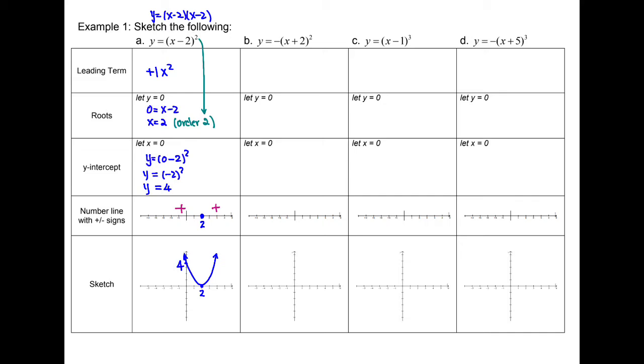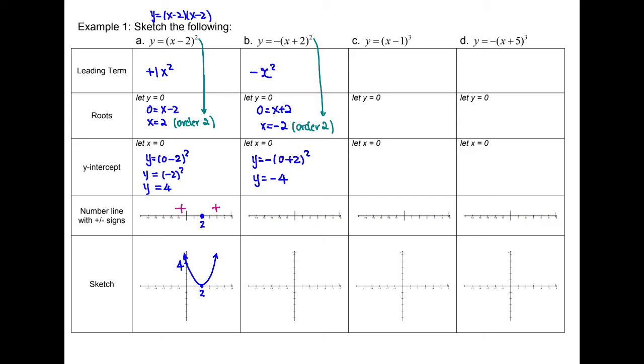Part B, let's find our leading term. Our leading term will be negative times x squared. So it will be negative x squared. And then we let y equal 0 to find the roots. So x will be negative 2. And since there is an exponent of 2 on this bracket, we know the order of the root will be 2. Then we let x equal 0 to find the y-intercept, and the y-intercept will be negative 4.